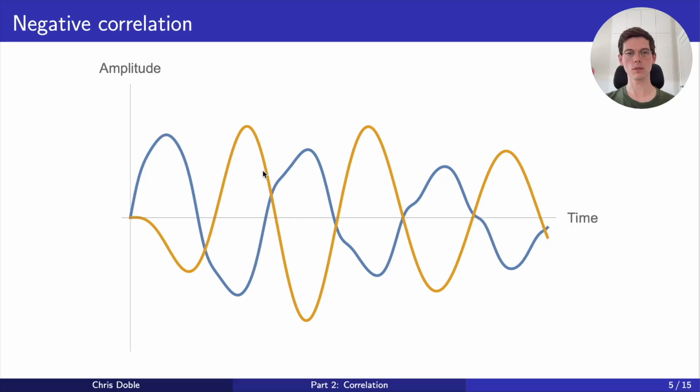Here we have another two signals, but this time, when one is positive, the other is negative, and vice versa. However, they still seem to change around the same points in time. They're almost opposites of each other, so they would have a negative correlation.